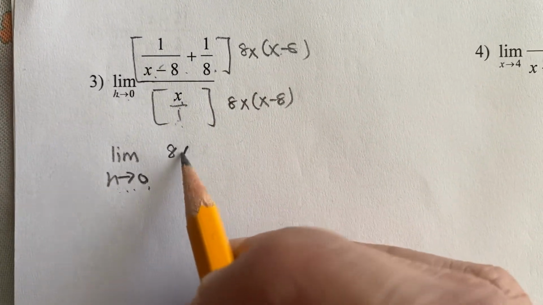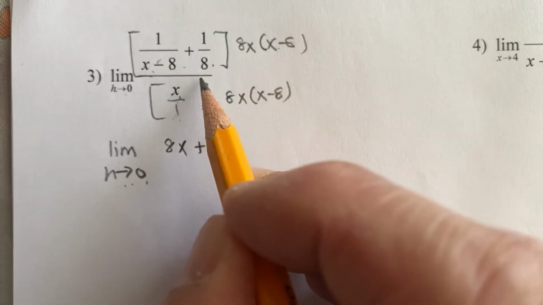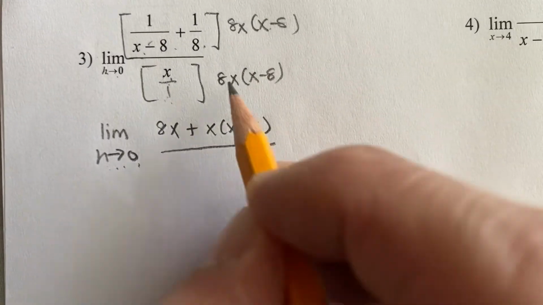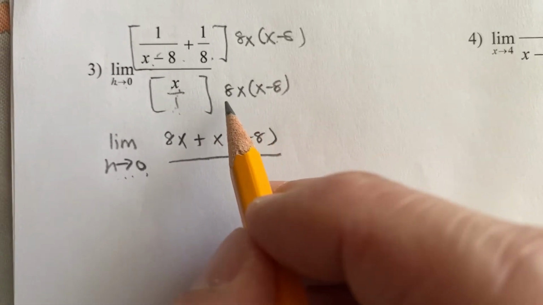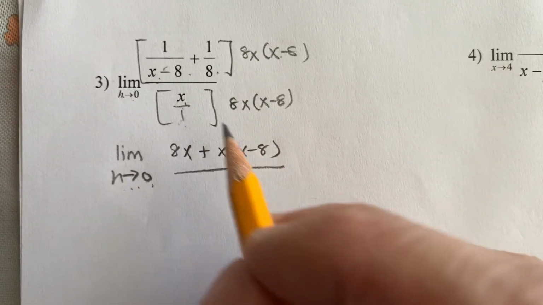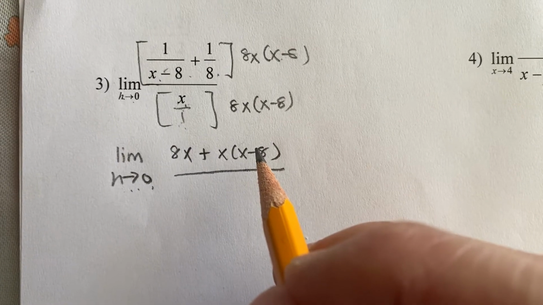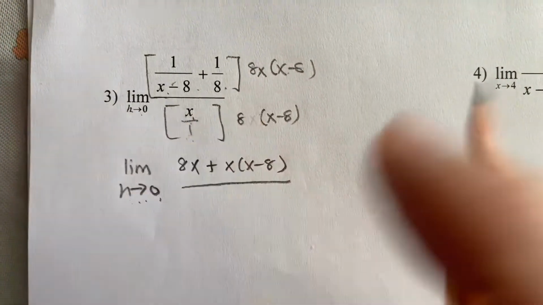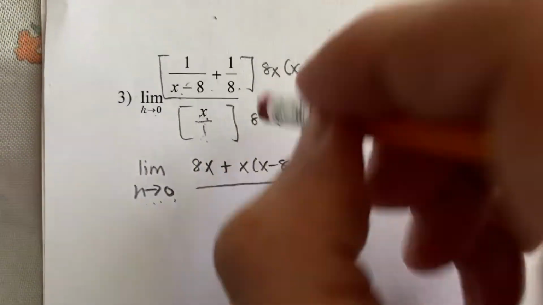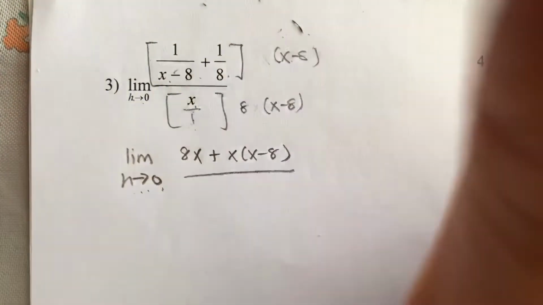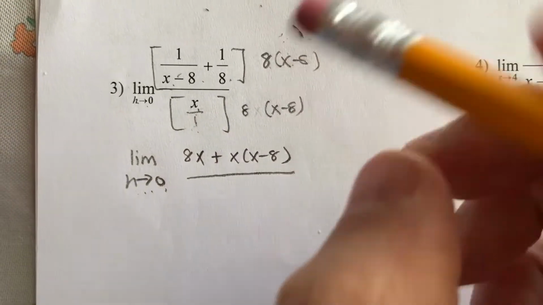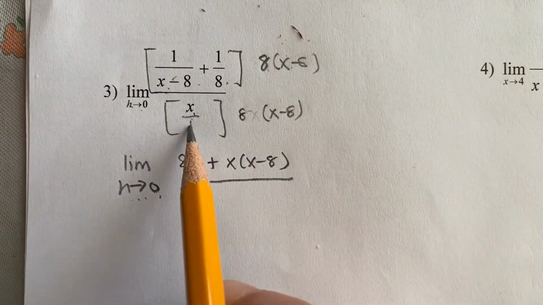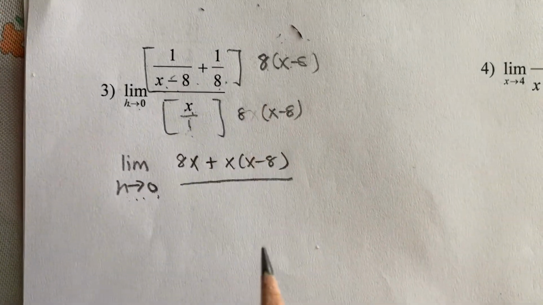I'm going to have an 8x. These 8s are going to disappear. I'm going to have an x times x minus 8. And over here, right, I'm going to get a, oh, I'm sorry, this should not be 8x times x minus 8. I misread it. This is a 1, right? The LCD should just be 8 times x minus 8. Okay, so the LCD of 1, x minus 8, and 8 is just 8 times x minus 8.